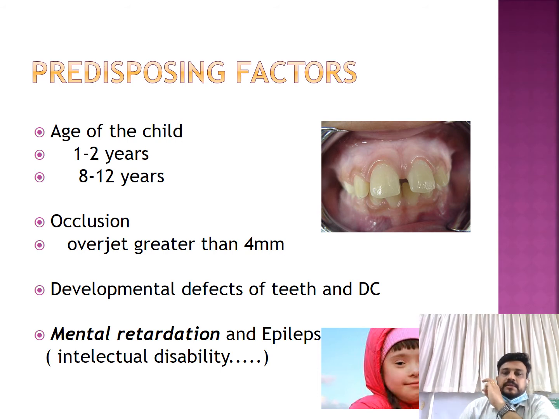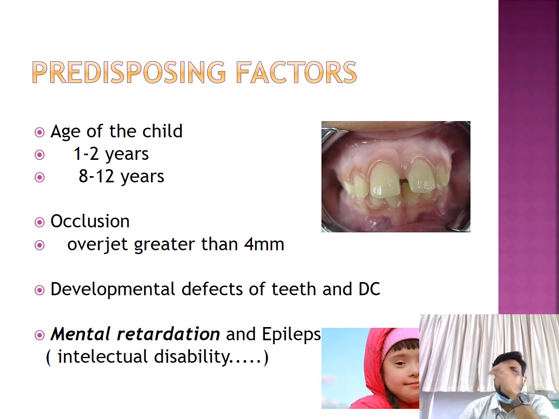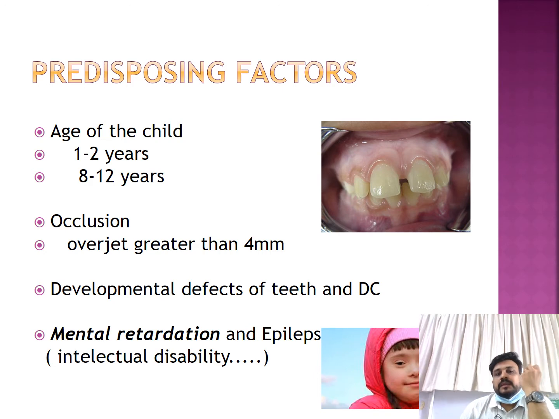Then developmental defects, imagine amelogenesis imperfecta or dentinogenesis imperfecta. Such defects contribute to fracture whenever there is a fall, because if the enamel or the dentin is already weakened, there is a chance of even further fracture. Then, as I told, intellectually disabled or epileptic patients add to the fact that there can be injury, and dental injury can be worse in them.